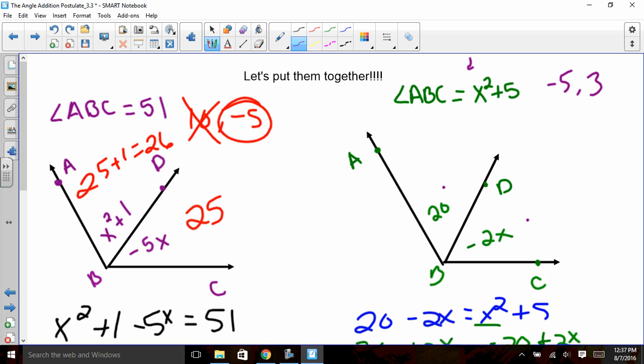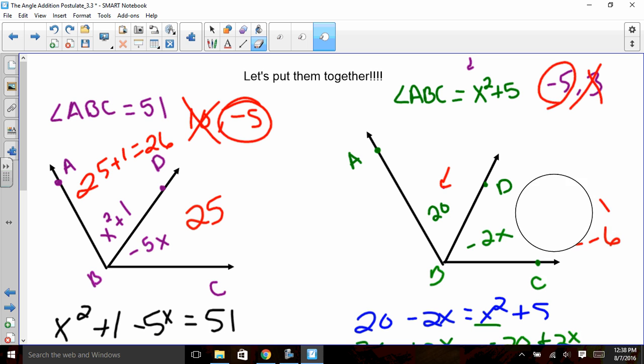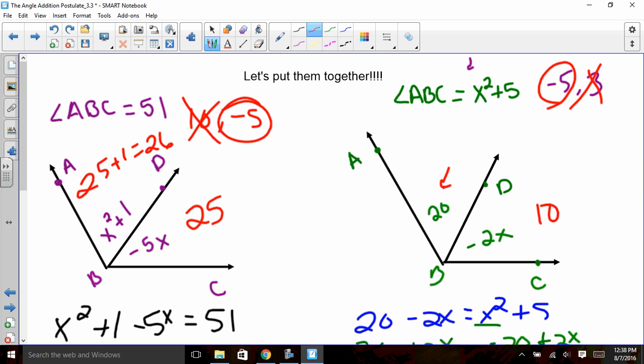What about my 3? Does my 3 change this one? Nope. But what about this? It's going to give me a negative 6. Can we have negative angles? Nope. Goodbye, 3. Answer's 5. We already said that this one over here is 10. That's 20. And we said that was 30.